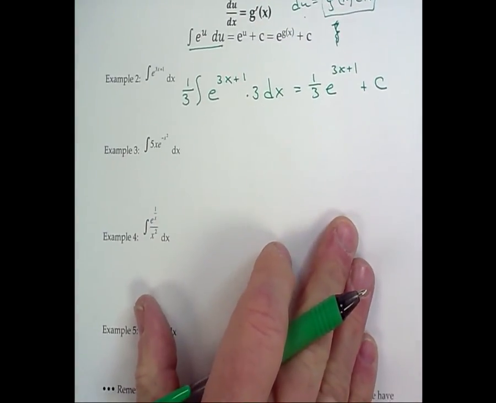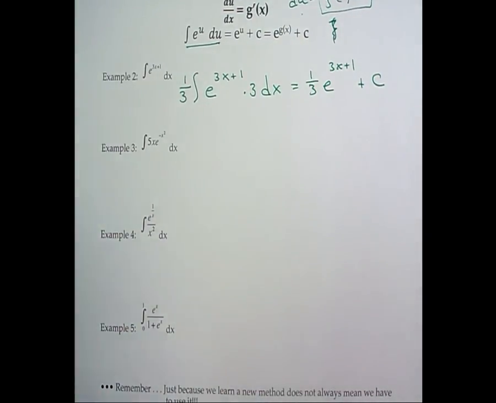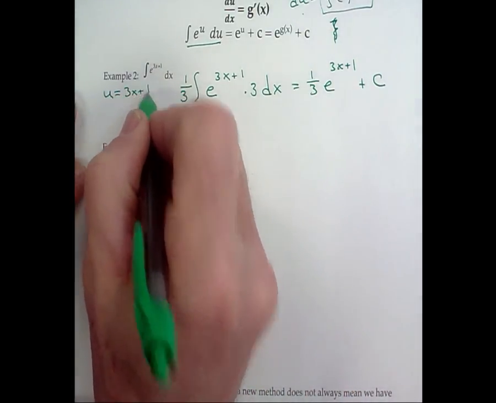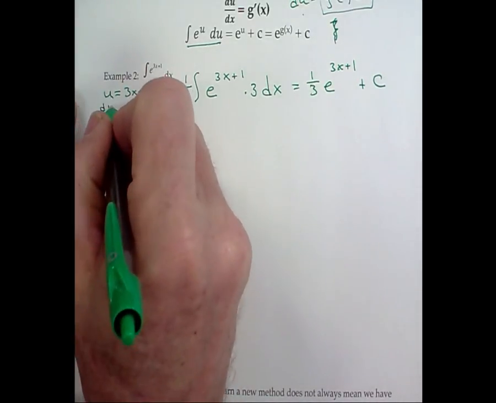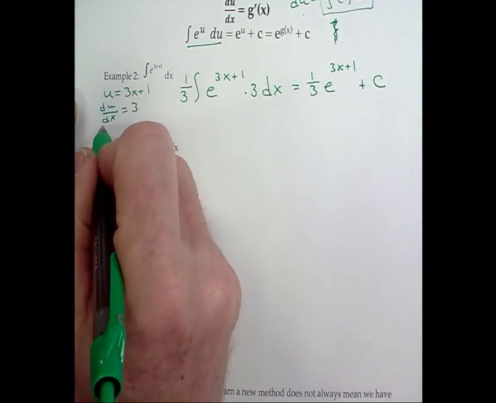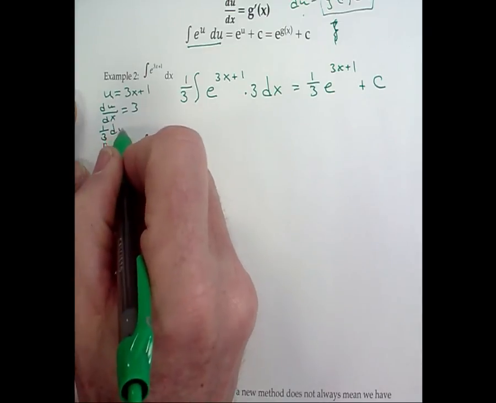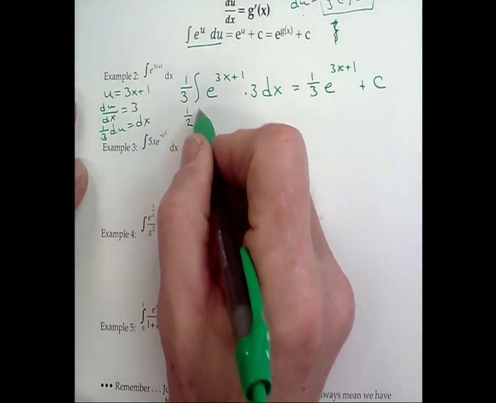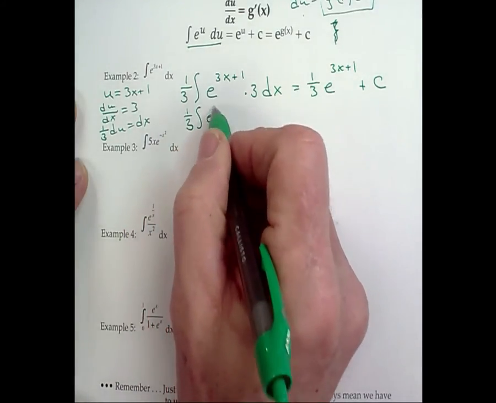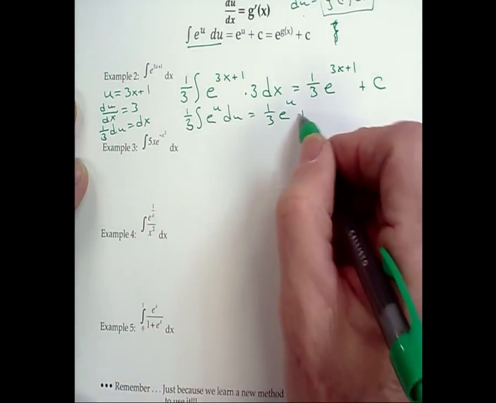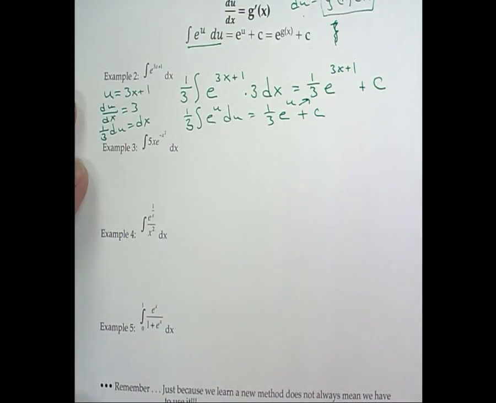I'll slide that over so everybody can see that. If you did u substitution, you could come over here and say u equals 3x plus 1. That's the exponent. du dx is equal to 3. I don't have a 3 in there, so I have to write 1/3 du equals dx. And then when I substitute, I'll have 1/3 integral e to the u du, which would give me 1/3 e to the u plus c, and then I still move into that transition. Again, it's up to you.